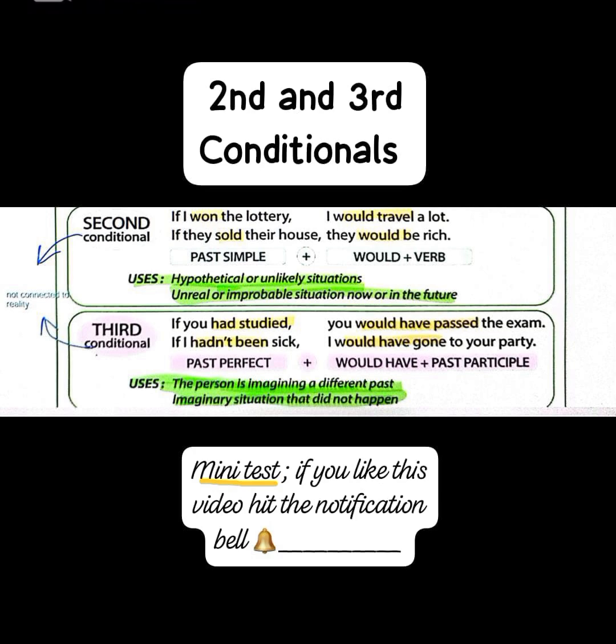Let's look at the structure formula. In the if clause, we use past perfect tense. Past perfect, that is had plus the third form of verb. And in the result clause, we use would have with the past participle. And the past participle is the form number 3. Verb form 3. Let's understand with a couple of examples. If you had studied, you would have passed the exam.